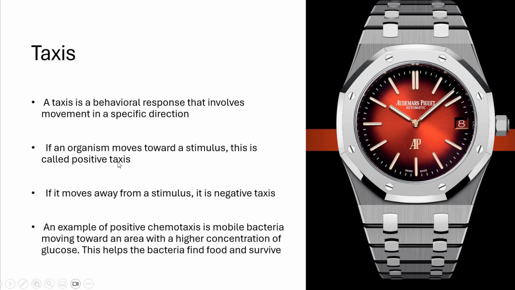An example of positive chemotaxis is a mobile bacterium moving towards an area with a higher concentration of glucose. If there's more glucose in an area, that means the bacterium is going to be able to survive easier. Do you see what I'm saying? It's going to find the food easier. So naturally, it will change its behavior and move towards that food so it can survive. You see what I'm saying?